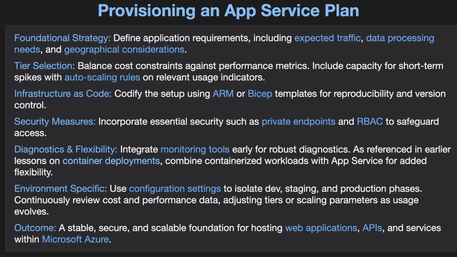Incorporate essential security measures like private endpoints and RBAC to safeguard access. Integrate monitoring tools early for robust diagnostics. By referencing earlier lessons on container deployments, administrators may combine containerized workloads with app service for additional flexibility. Use environment-specific configuration settings to isolate dev, staging, and production phases. Maintain continuous reviews of cost and performance data, adjusting tiers or scaling parameters as usage evolves. These steps produce a stable, secure, and scalable foundation for hosting web applications, APIs, and services within Microsoft Azure.